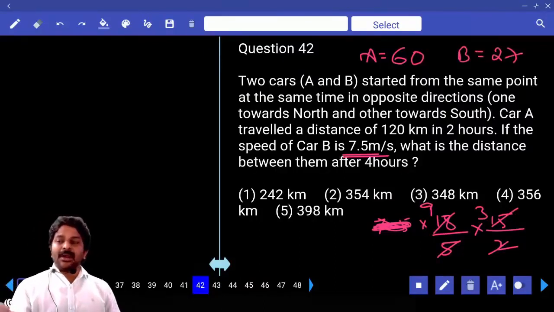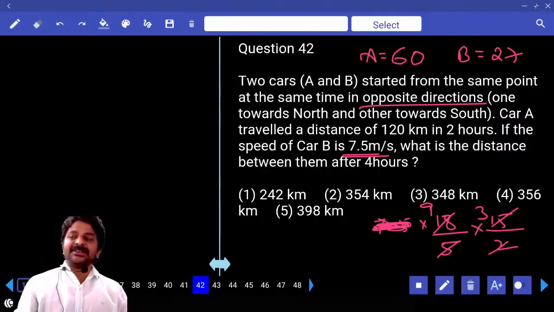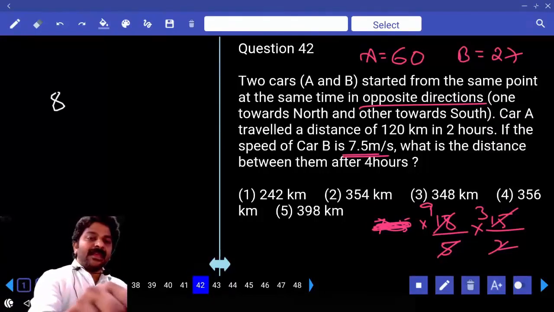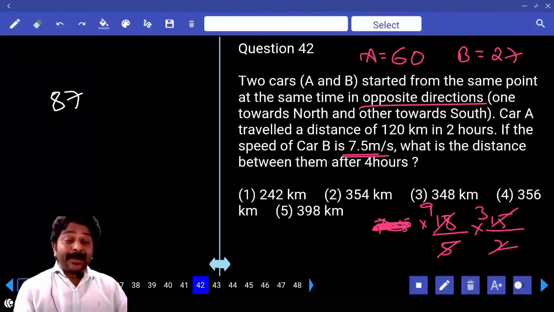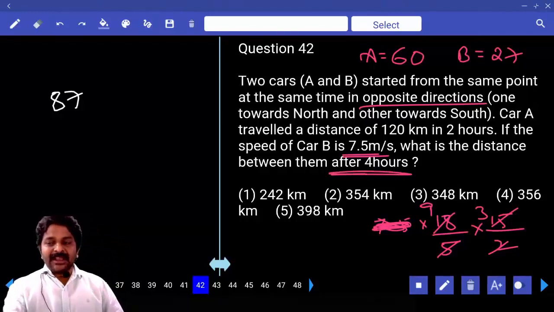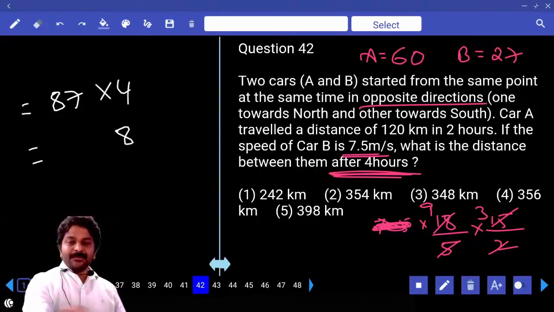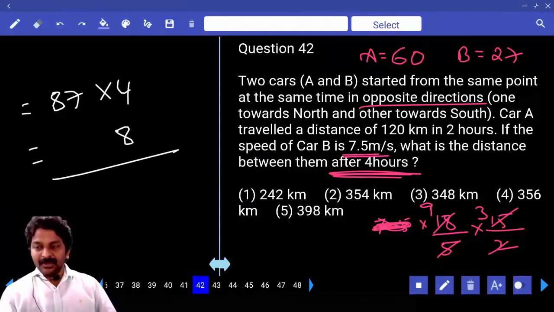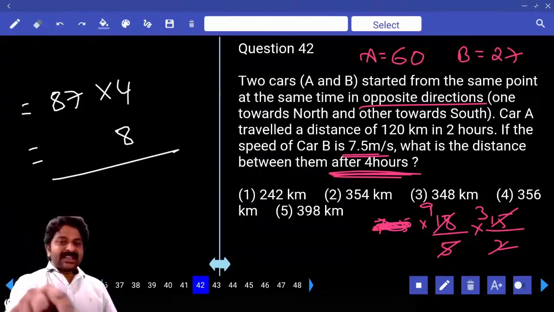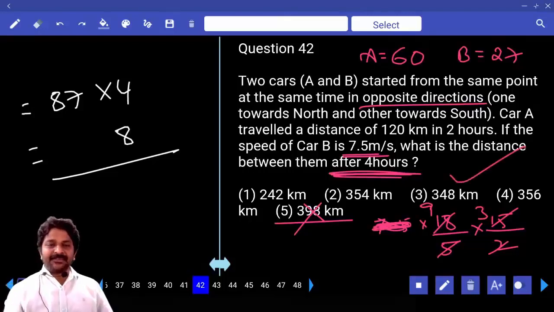Now, both are moving in which direction? Opposite direction. If both are moving in opposite directions, the relative speed is S1 plus S2: 60 plus 27, 87 kilometers per hour. For 1 hour, the distance will be 87. Like that we have to calculate it for 4 hours, that is into 4, so the last digit must be 8. How many options are there? 2 options. Into 4, we are saying, that means the answer must be a multiple of 4. Is 98 a multiple of 4? Hence 348, final answer.